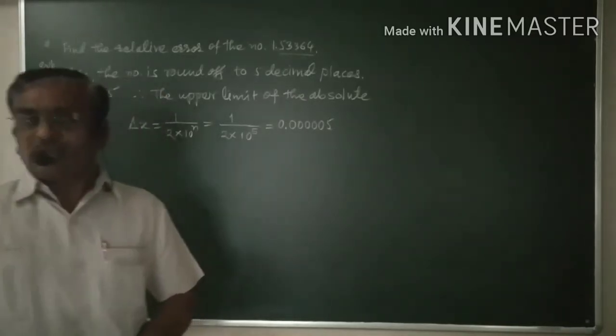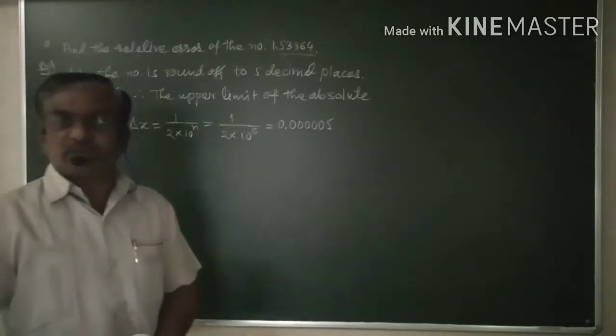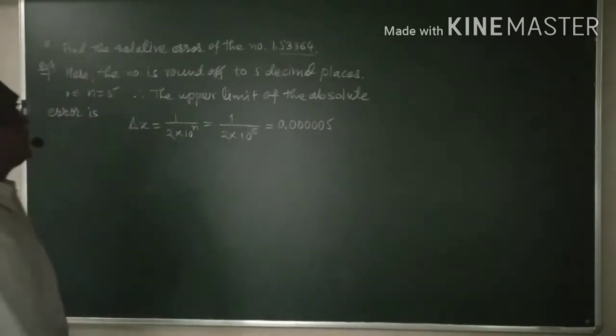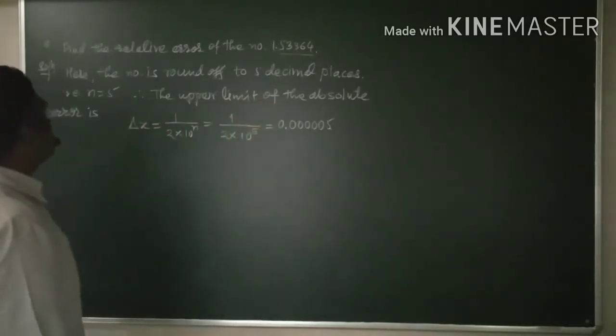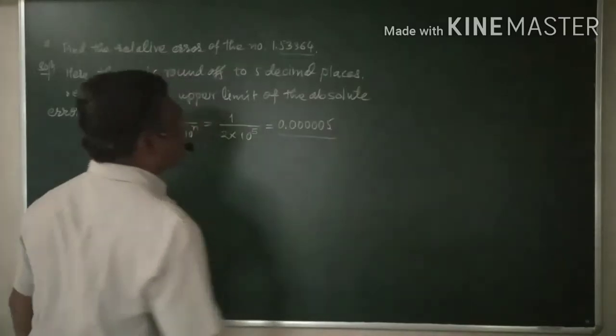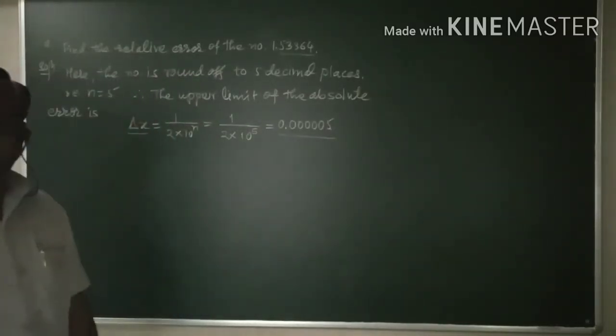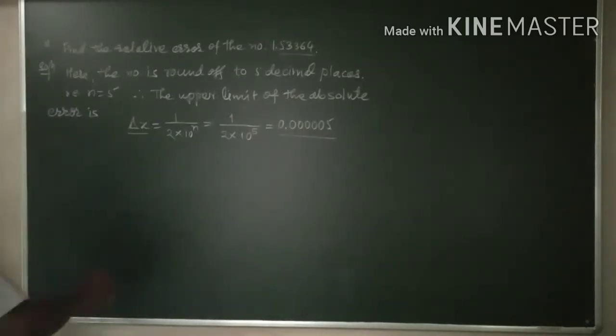What is x dash? x dash is the approximate value, and x is the true value. Okay. Therefore, I need to find the upper limit of absolute error, which in this case is del x equal to 0.5 times 10 to the power minus 5. Well, therefore now what is the formula for relative error?